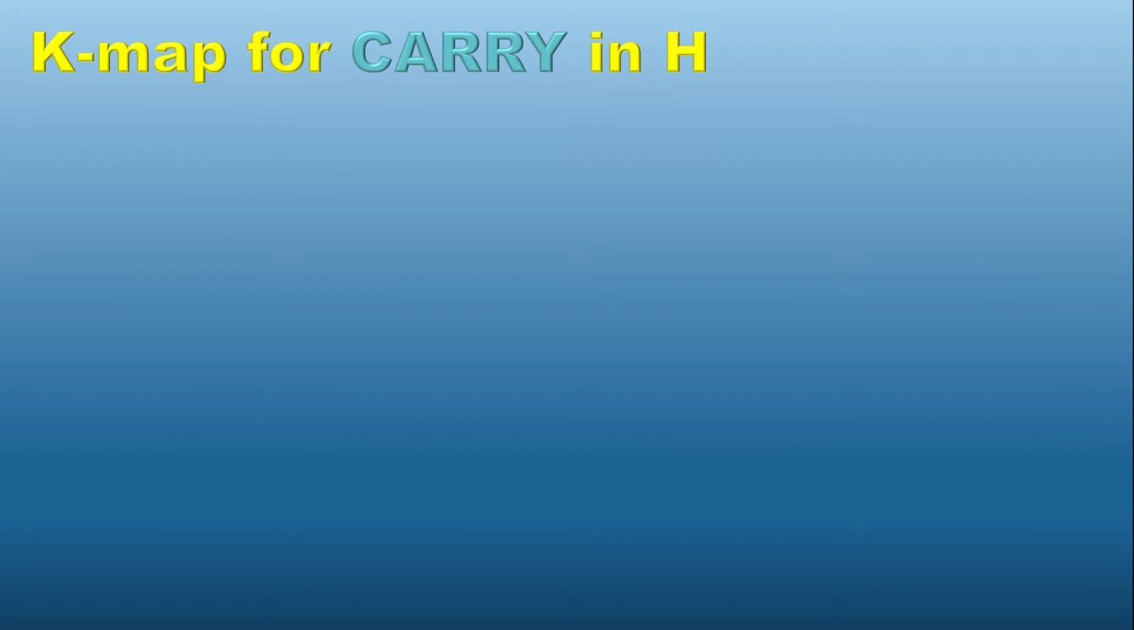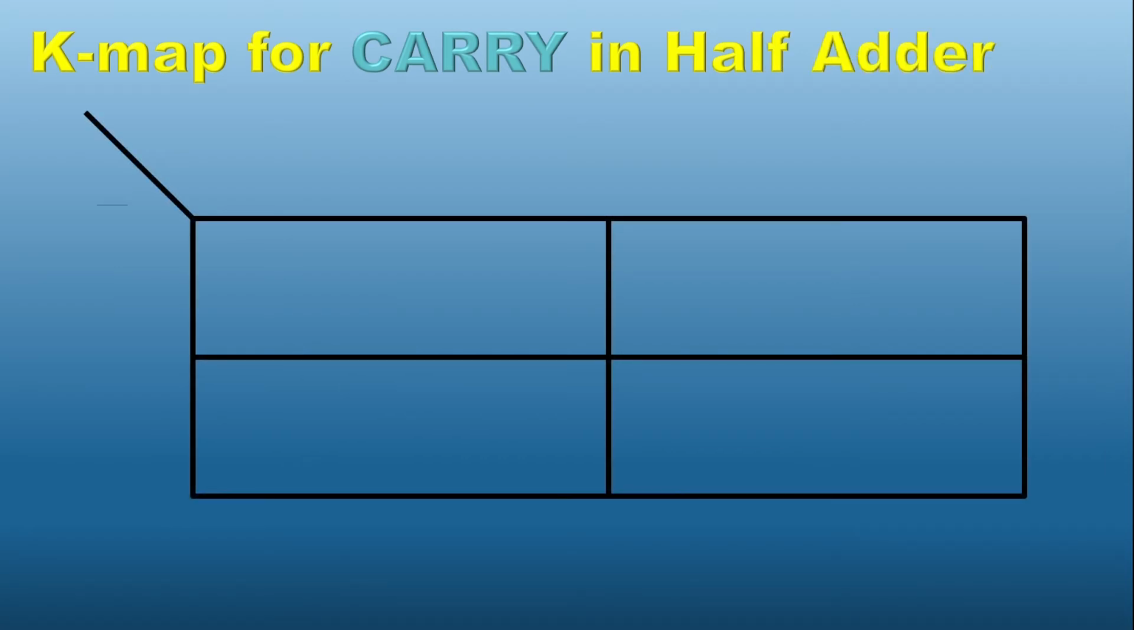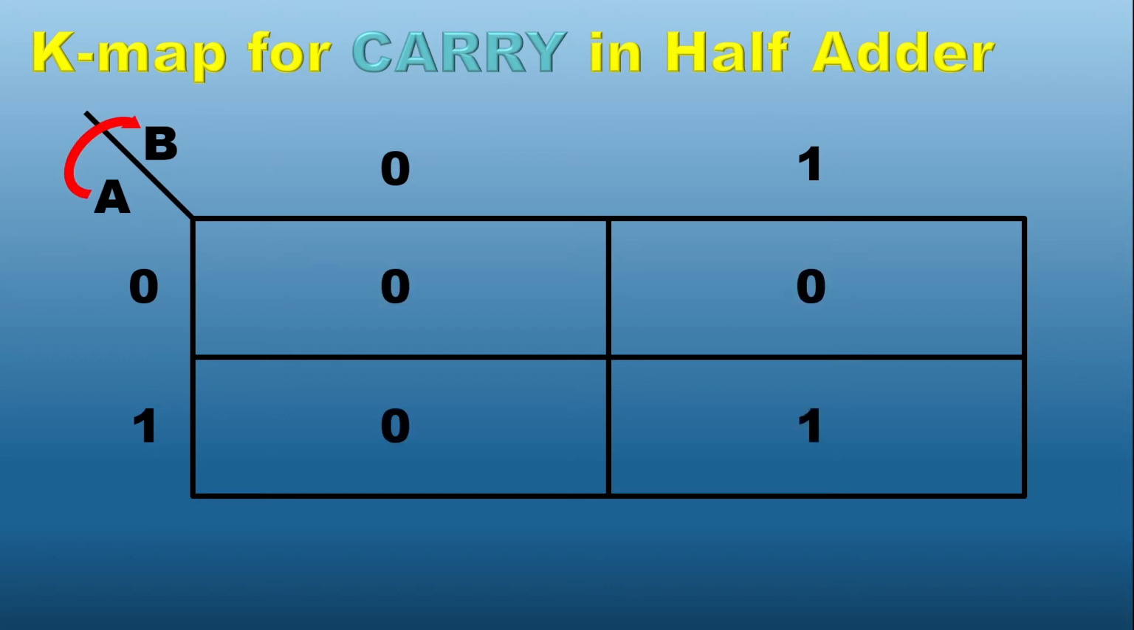Now let's draw the K-map for carry in half adder. We will follow the same procedure as we did previously. Now place the outputs of carry into the K-map according to the truth table. Here you will observe that there is only one high output value. So we will mark it.